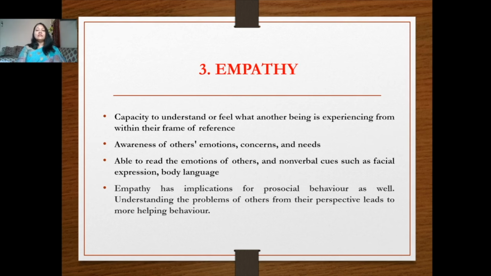Empathy has a lot of implications for pro-social behavior, obviously. When you look at other people from their perspective, you are able to understand the issues and problems that they are undergoing, right? And somewhere when you're empathic, you also are able to connect to yourself. So you imagine yourself in such a situation and understand that yes, if I were in such a situation, I would be requiring help. Therefore people who are high on empathy are also very high on pro-social behavior. They are really, really helpful.